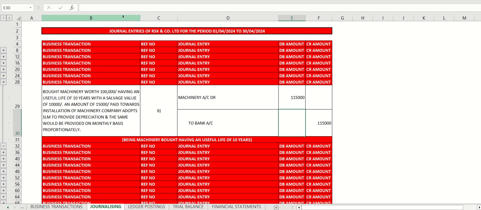15,000. Now let's move to the next phase, the ledger postings phase, and understand how these entries should be posted in the respective ledger accounts. Which accounts are supposed to be created? One is the machinery account and the other one is the bank account. The bank account we have already created, so this balance would get adjusted against the existing balance.